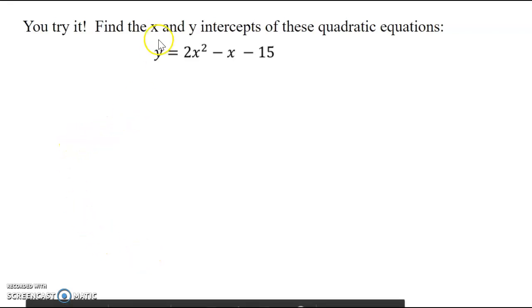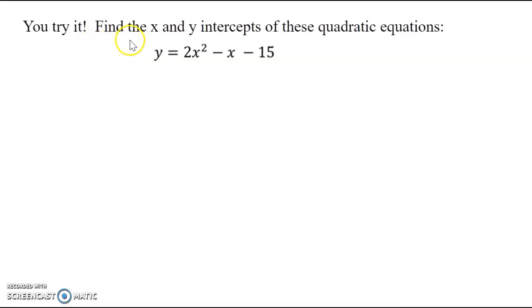So now it's time for you to try to find the x and y intercepts of these quadratic equations. Okay, so y is equal to 2x squared minus x minus 15. How would you do this? First, you're going to pause the video and try to solve it yourself. Find the x-intercept and find the y-intercept.